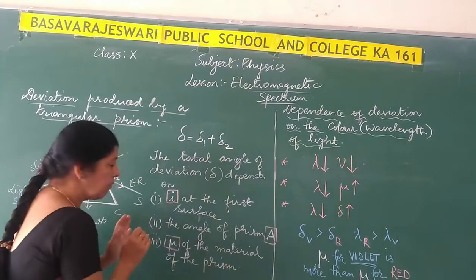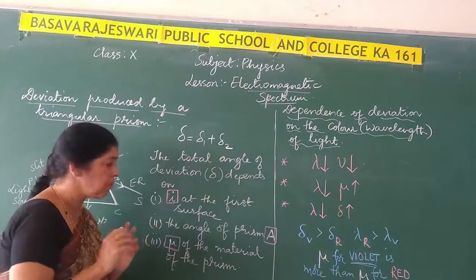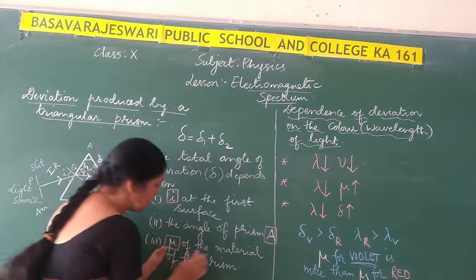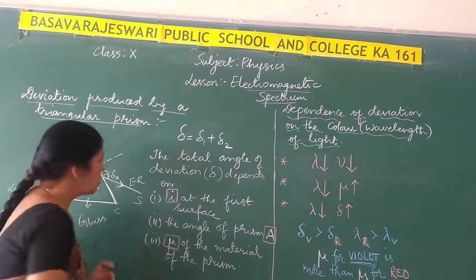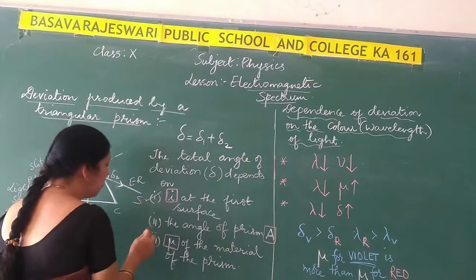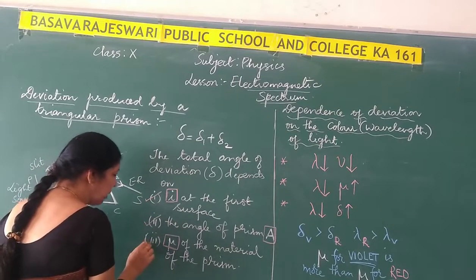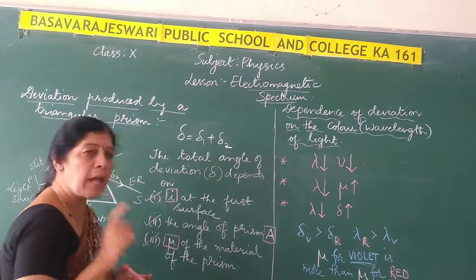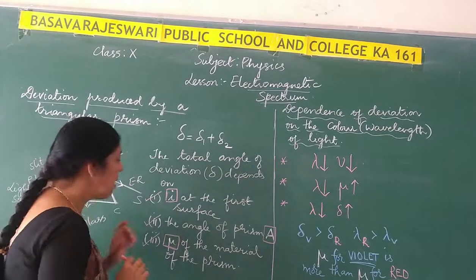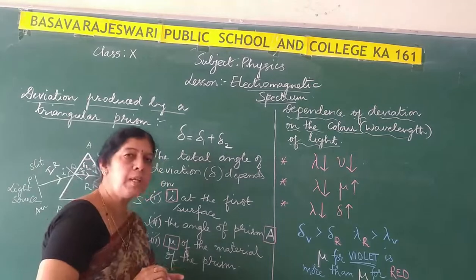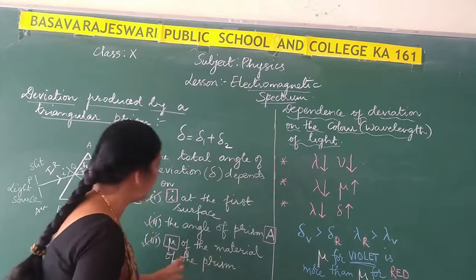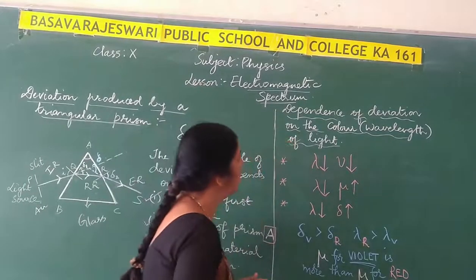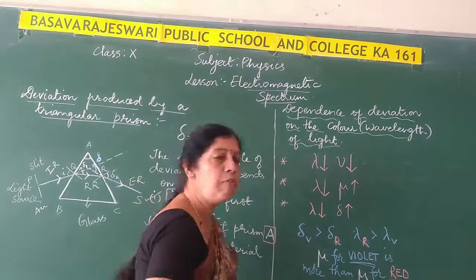So, already we have learned that every medium has got some refractive index, and the deviation depends on the refractive index of the material of the prism. So, these three factors you have to remember. The angle of deviation depends on the angle of incidence at the first surface, the angle of prism, that is A, and the refractive index of the material of the prism. Okay. Next, coming to the dependence of deviation on the color or wavelength of light.